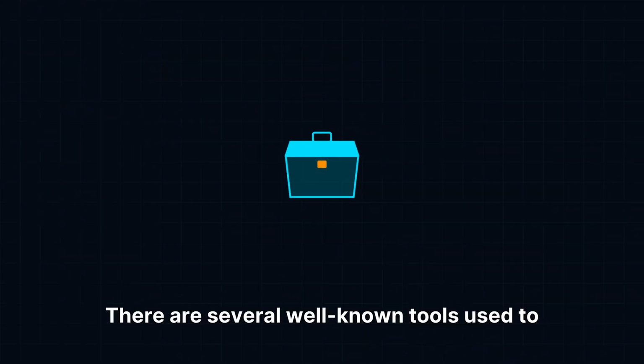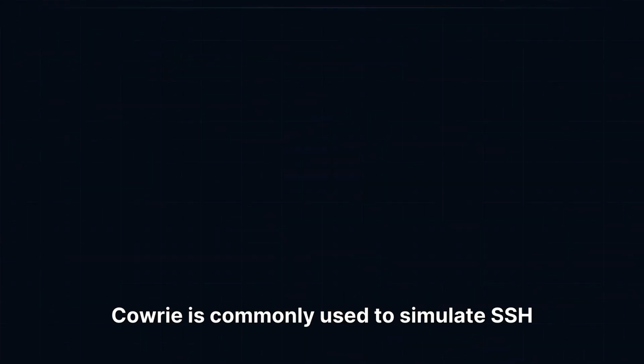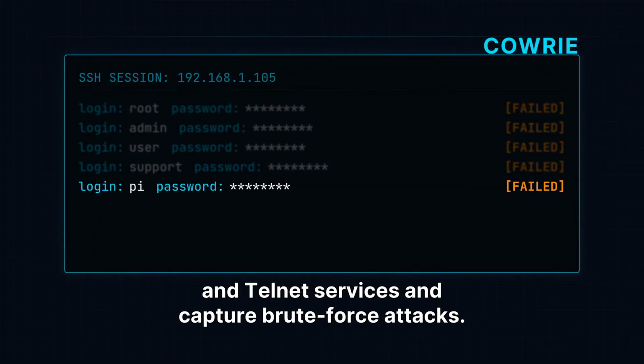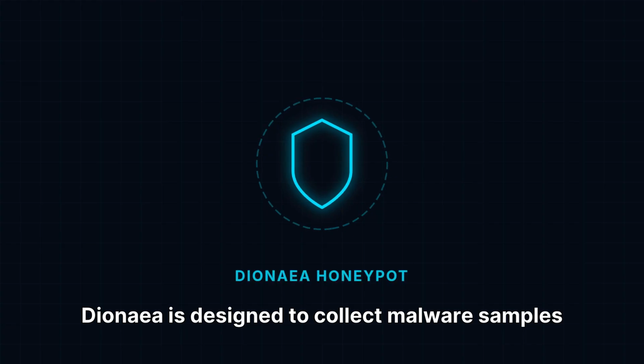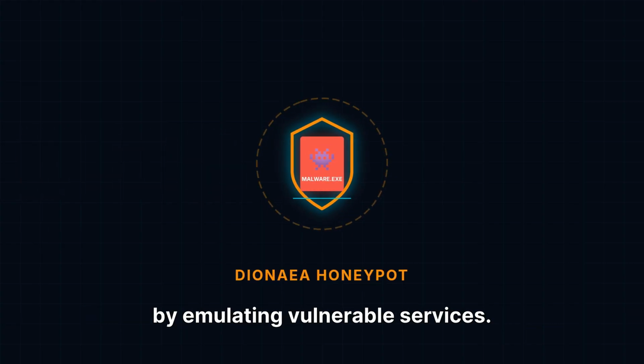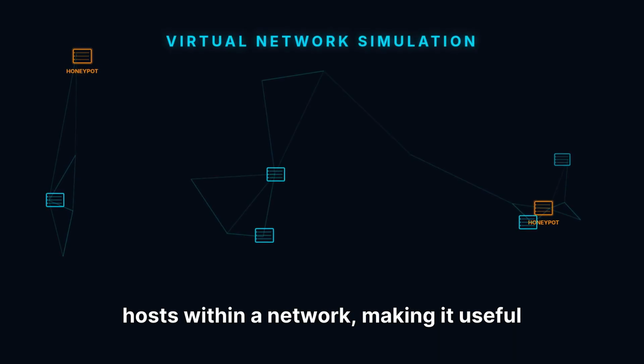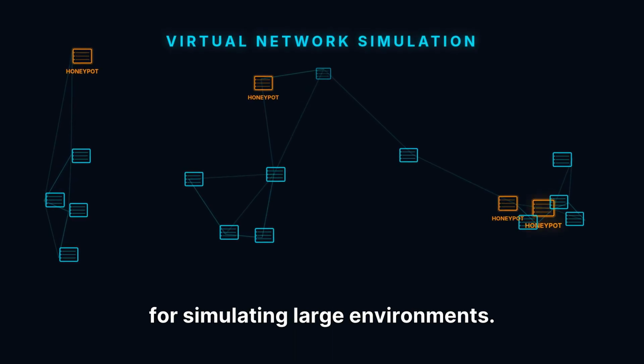There are several well-known tools used to implement honeypots. Cowrie is commonly used to simulate SSH and telnet services and capture brute force attacks. Dionaea is designed to collect malware samples by emulating vulnerable services. Honeypot allows the creation of multiple virtual hosts within a network, making it useful for simulating large environments.